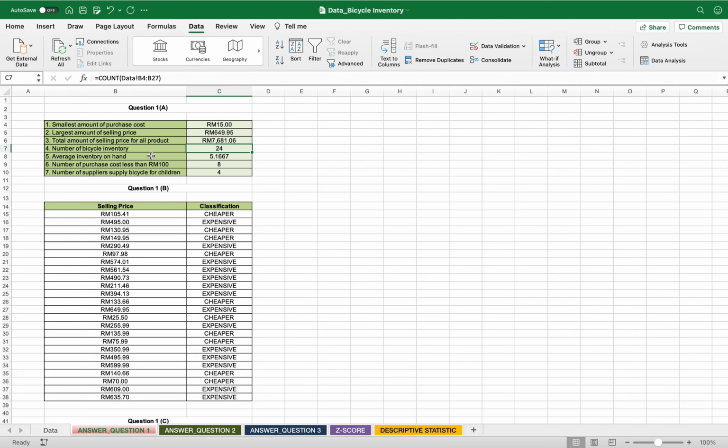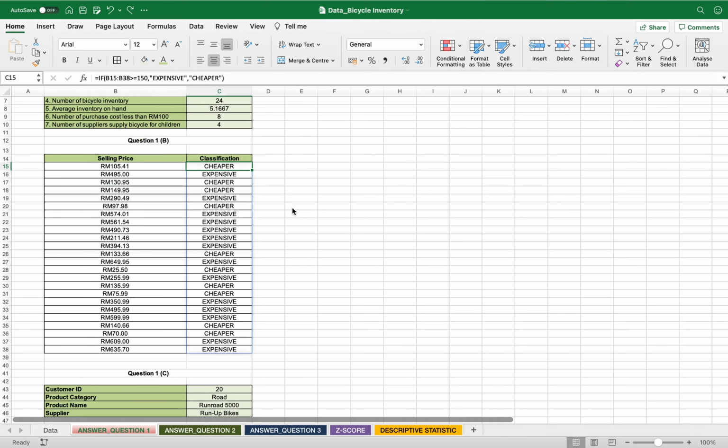And then number 5, which is average inventory on hand, is equal to AVERAGE, and then I drag for the data for inventory on hand. Number 6, the number of purchase cost less than 100, is equal to COUNTIF, and then I drag over the data for purchase cost, and then I put comma, and then for the less than 100, the answer is 8. And then number 7 is the number of suppliers supplying bicycle for children, is equal to COUNTIF, and then I drag over the data for the supply bicycle, and then I click children, which is C9, which is equal to 4.